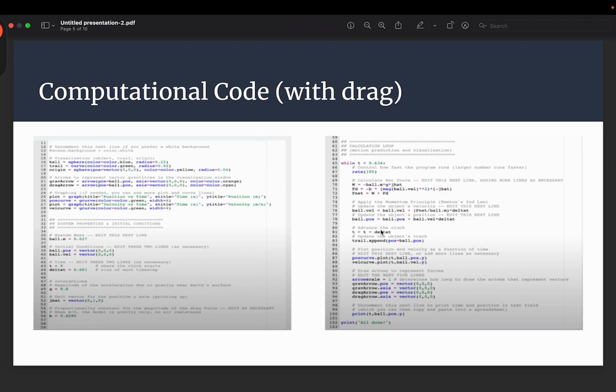Here, I've included my computational code with drag. This is essentially the same as the computational code without drag, but now we have a b value. The b value is 0.0095 in this scenario. Everything else is the same. However, on the right, we can see how it would change with the proportionality constant for the drag being something other than 0.